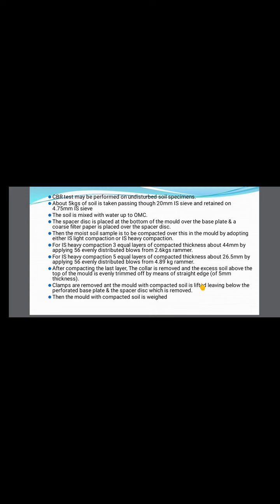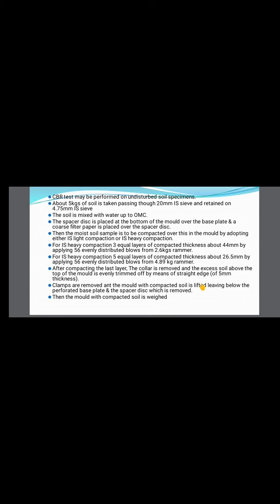Yes. Okay, in GT lab also you are going to do this light compaction and heavy compaction. This is the procedure of following the light and heavy compaction. After compaction of the last layer, the collar is removed and the excess soil above the top of the mold is evenly trimmed off by means of a straight edge of 5 mm thickness.